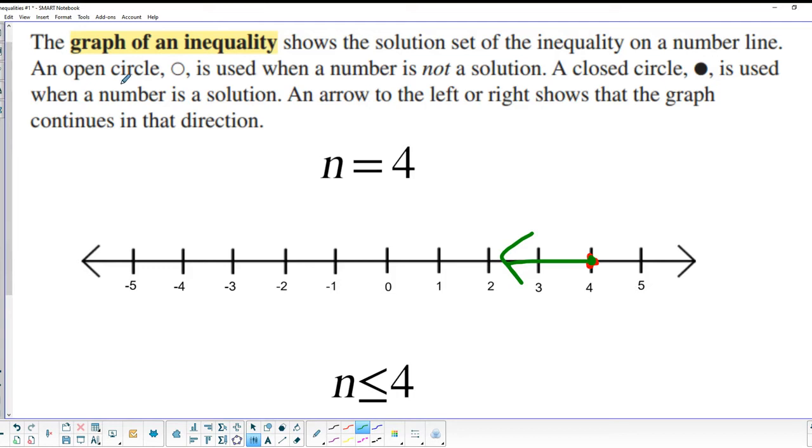So as we see in our description up here, an open circle is used when a number is not a solution. A closed circle indicates that it is a solution, and an arrow pointing to the left or to the right will also show where the other solutions are. To the left of a number means all the numbers less than it, and to the right of a particular number means all of the numbers that are greater than that particular number.